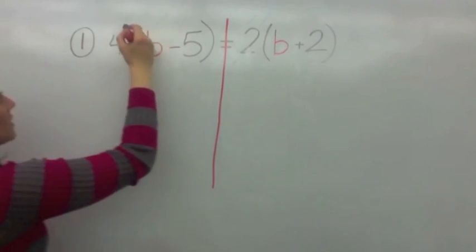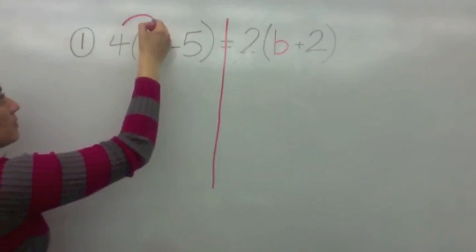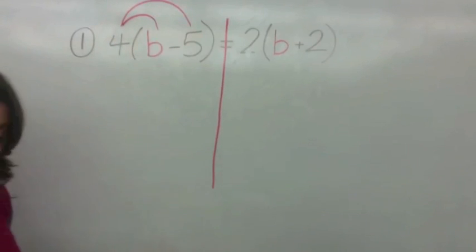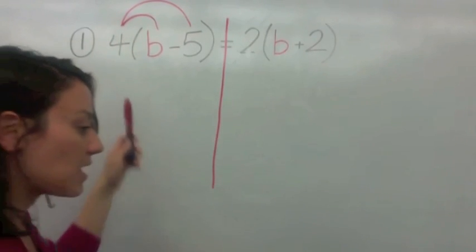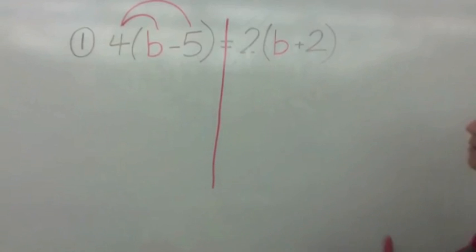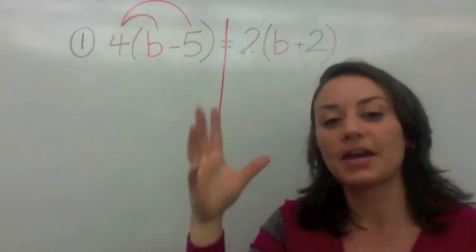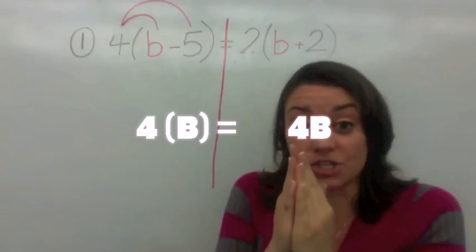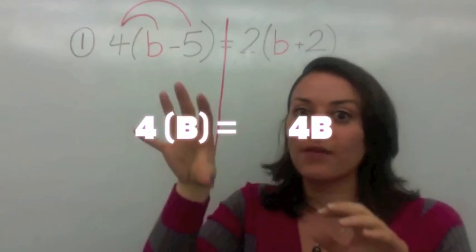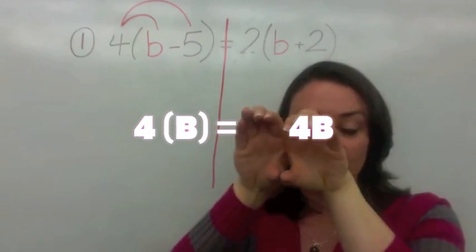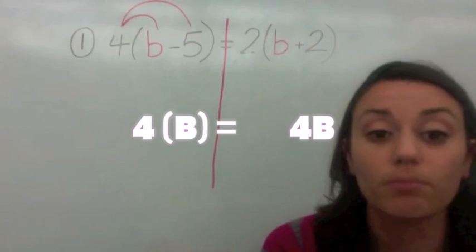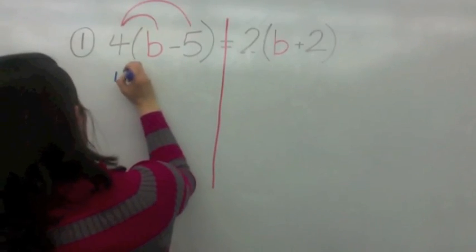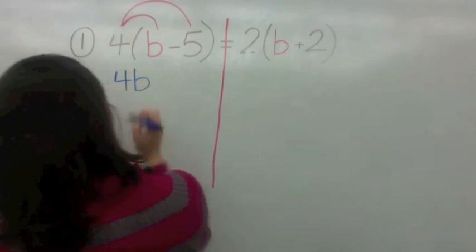When we distribute, we say, what is 4 times b and 4 times a negative 5? Okay, so what is 4 times b? Remember, when letters and numbers are being multiplied, they touch because they're married, okay? So all you have to do is bring 4 and b together to make what? To make 4b, okay? There are some people that still don't know that. So 4 times b is 4b.